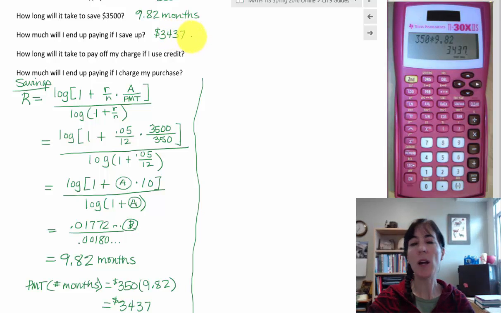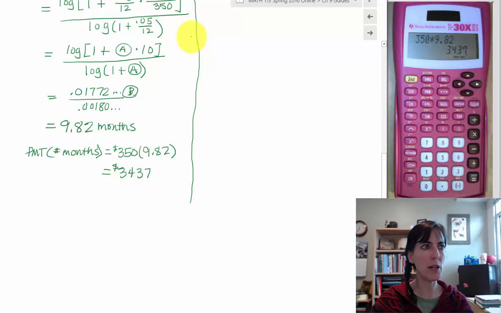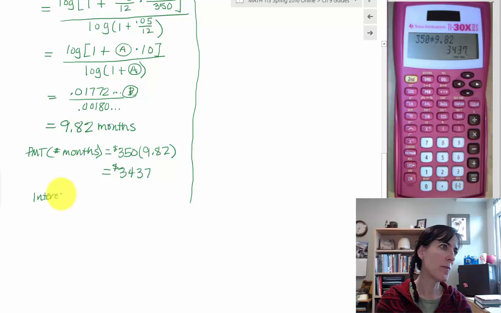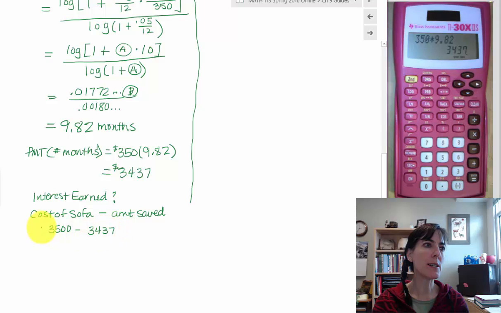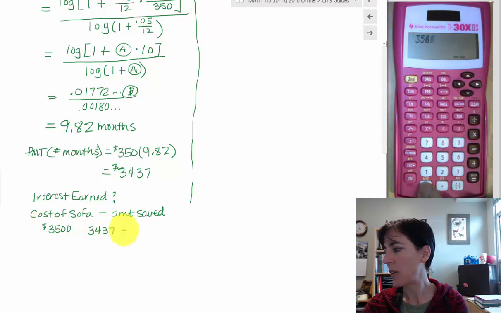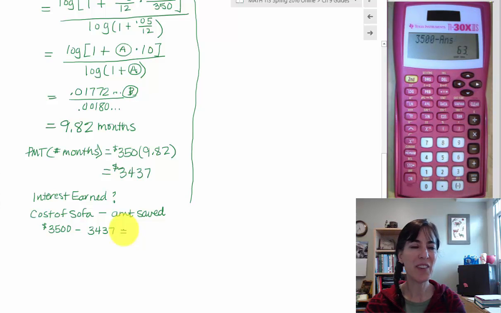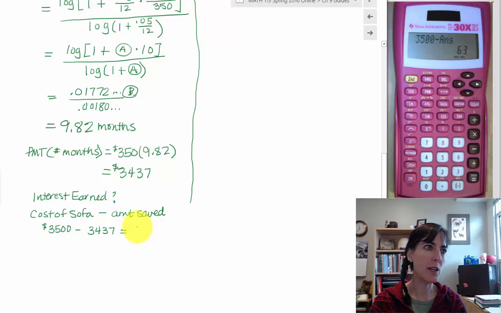I have one other question that I didn't write on here, and that's how much interest am I going to earn on this account? And so the interest earned, that'll be the cost of the sofa minus the amount that we saved. And so in this case, $3,500 minus the $3,437. $3,500 minus answer will be $63 in interest.